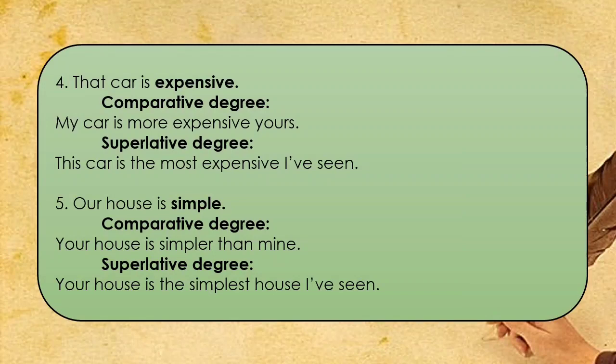Now, number 5. Our house is simple. In a comparative degree, you can say this: your house is simpler than mine. Now, in a superlative degree, you may say this: your house is the simplest house I've seen.